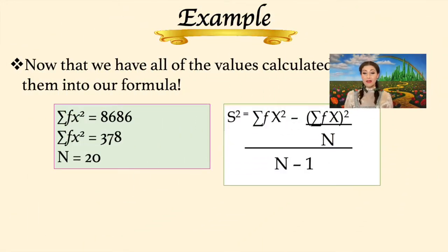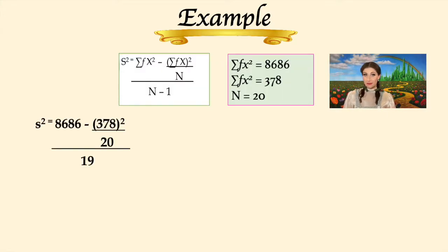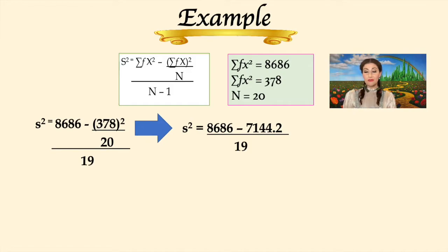Now that we have all of the values we've calculated, we can plug them into the formula. So the first number, the sum of f of x squared, is 8,686. We are then going to subtract the sum of f of x, which is 378, then square it and divide by n, which is 20. All of that in the numerator is going to be divided by 19. So if we simplify this a bit further, if you take 378 squared divided by 20, you're going to be left with 7,144.2. So essentially the second part of the formula here is the simplified version of 378 squared divided by 20.